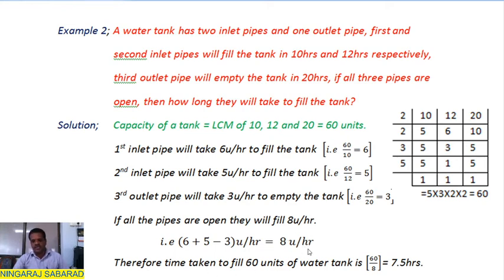Actually what is required here is the time to fill the tank if all 3 pipes are open. The way to get the answer is simple. The time taken to fill 60 units of the water tank is 60 divided by 8. Here 8 is the rate we just calculated and 60 is the capacity of the tank. 60 divided by 8 gives 7.5 hours. It means 7.5 hours are required to fill the tank.